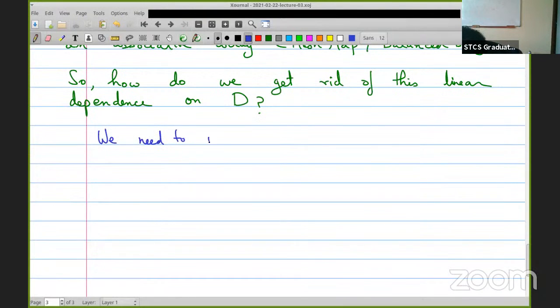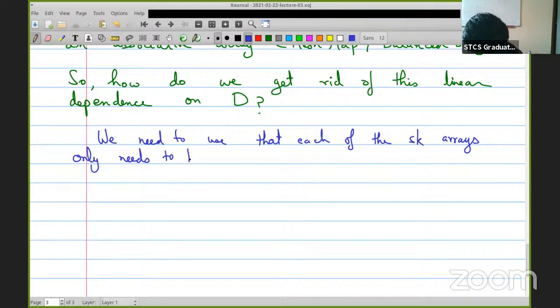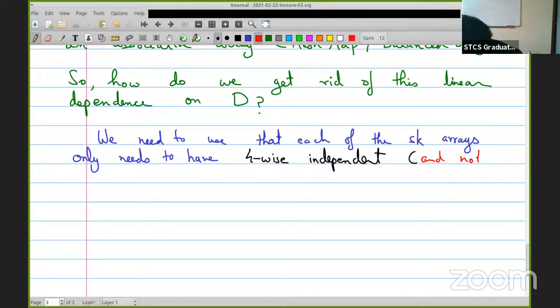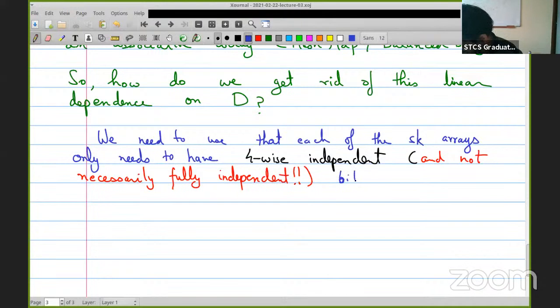We need to use that each of the s arrays only needs to be 4-wise independent and not necessarily fully independent. Bits. Well, they're not bits; they're signs.